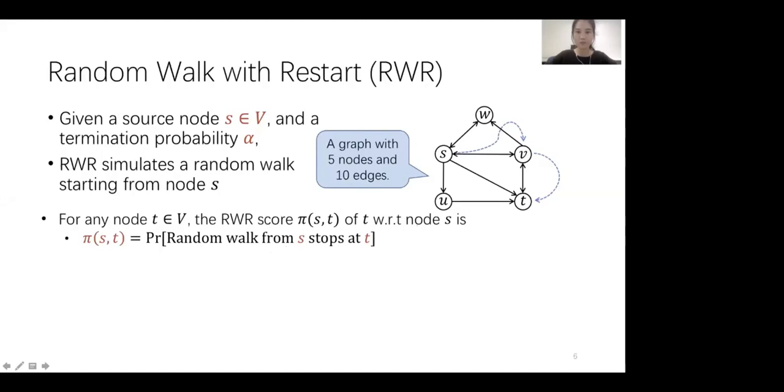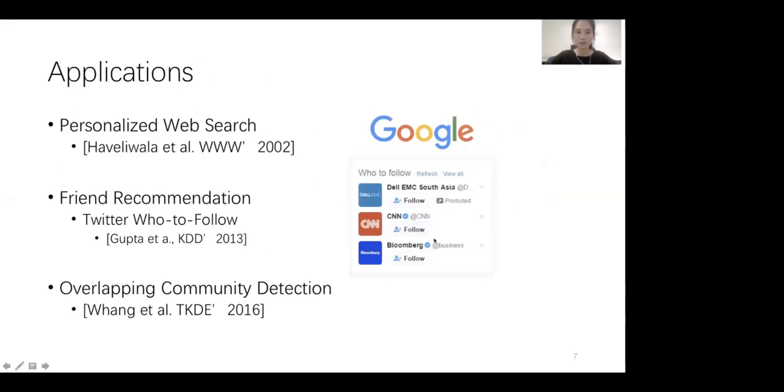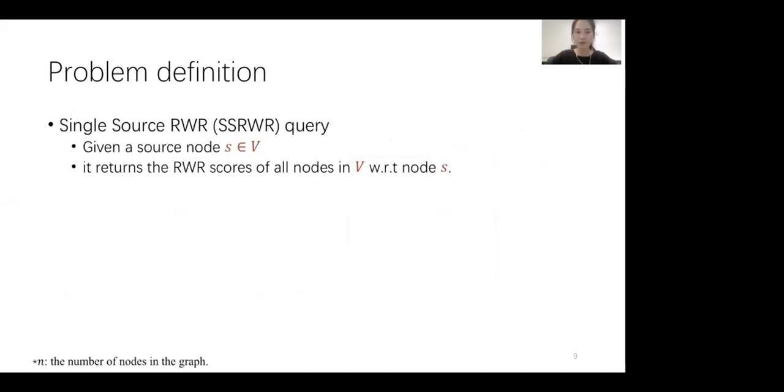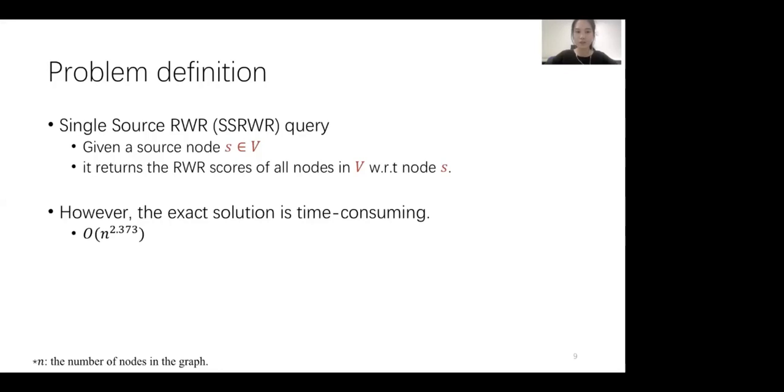at the node t. Random walk with restart has many applications, such as personalized web search in Google, friend recommendation in Twitter, or detecting overlapping communities in a graph. In this paper, we focus on the single source query, in which case it will return the RWR score of all nodes in the graph with respect to a given source node s. However, the exact solution for the single source query is very time consuming.